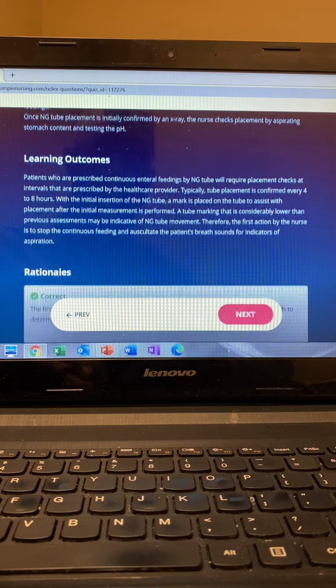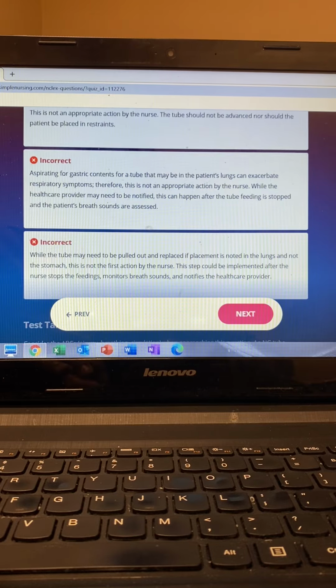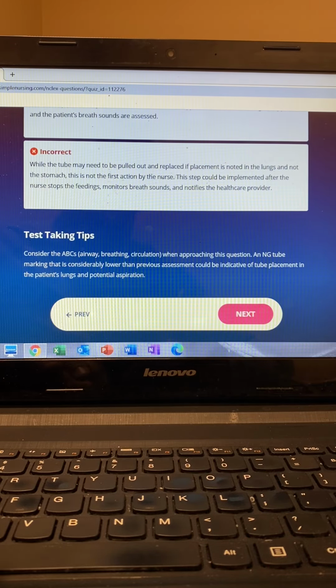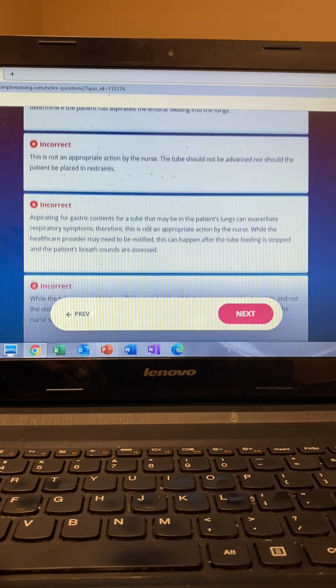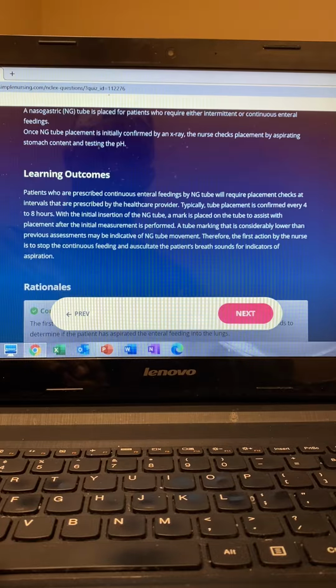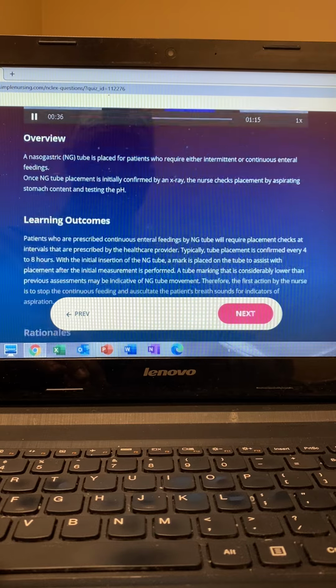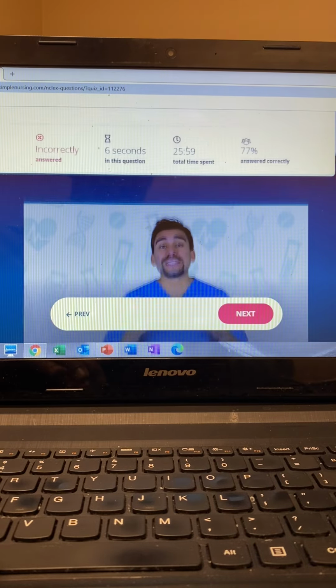So guys, the biggest thing we're thinking about right now is that the tube probably got dislodged and is now filling up the lungs. So we need to confirm placement, but before we do that, we should stop anything infusing into the patient. So the solution we're looking for is ensuring we're stopping the feeding here. That's the biggest thing to prevent the worst possible outcome here. So option number 1 is correct.